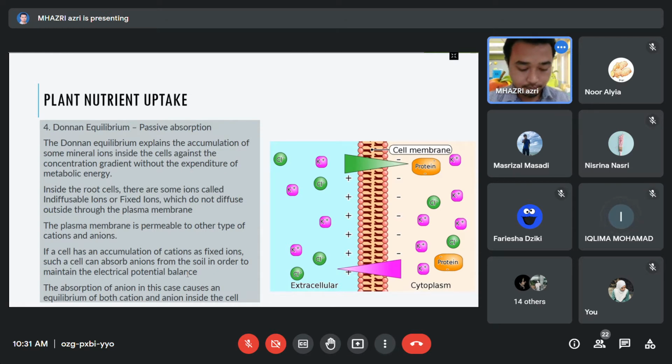Tak. No. Tak pernah dengar. So this is the first time awak dengar Donnan's equilibrium.